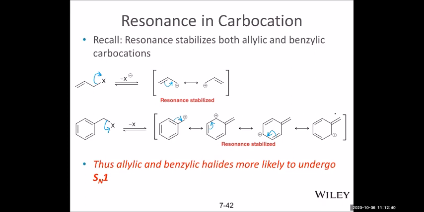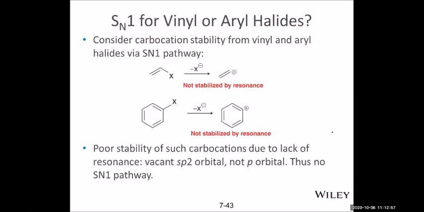Therefore, the stabilization is much stronger with these carbocations. So basically, the allylic or benzyl carbocation is really preferred in the SN1 reaction. They are highly preferred. The vinyl or aryl, so the carbocation is a part of the double bond. Okay, this carbon is a part of the double bond.